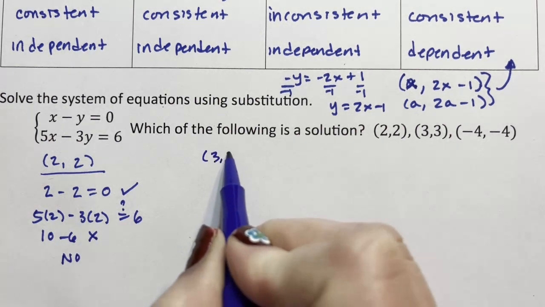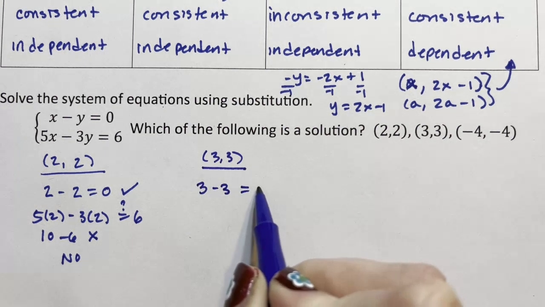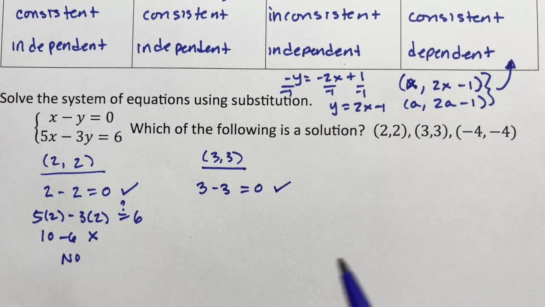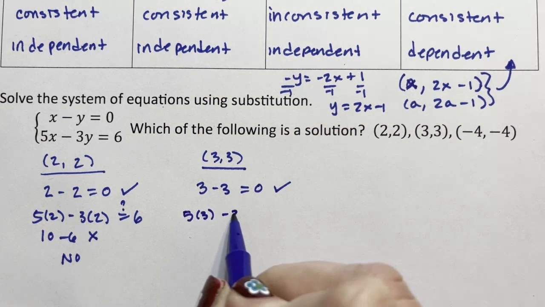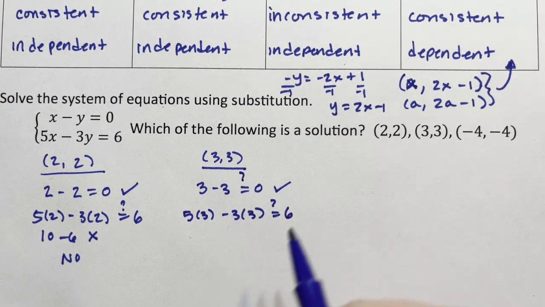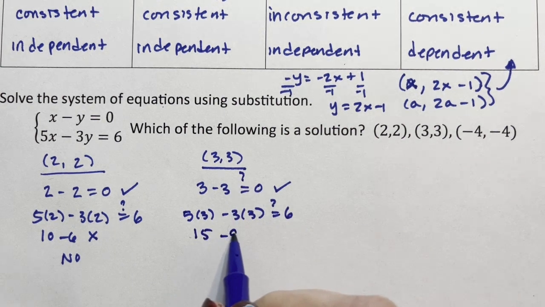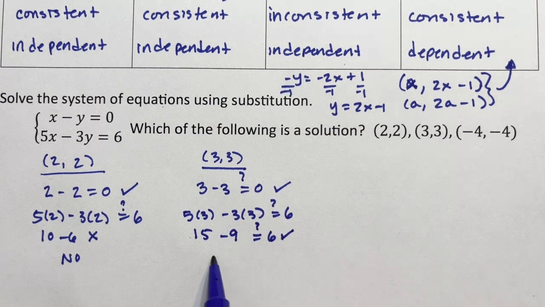What about 3, 3? Is 3 minus 3 equal to 0? It certainly is. Is 5 times 3 minus 3 times 3 equal to 6? Is 15 minus 9 equal to 6? It is. So this is a solution to the system.